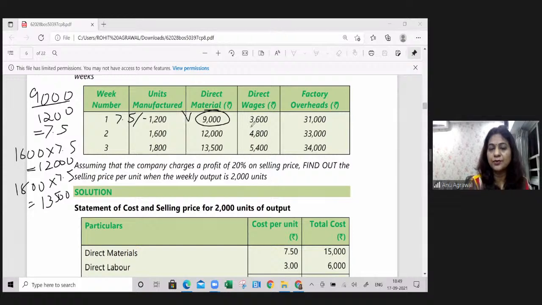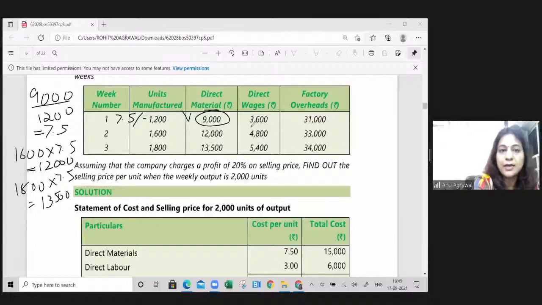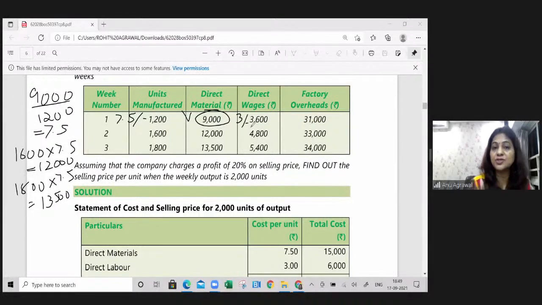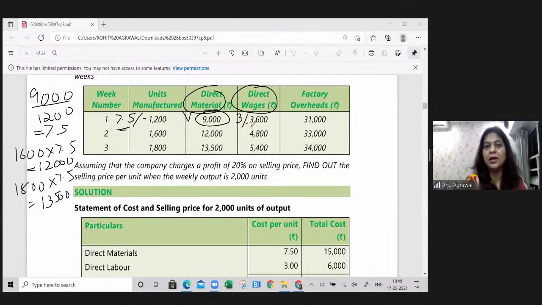Now let us check it out for wages. 3,600 divided by 1,200 is 3, right? The rate happens to be 3 per unit. Let us check it out. Is it variable? 3 into 1,600, yes, 4,800. 3 into 1,800, 5,400. So both these expenditures are variable. 7.5 per unit is material and 3 per unit is wages.